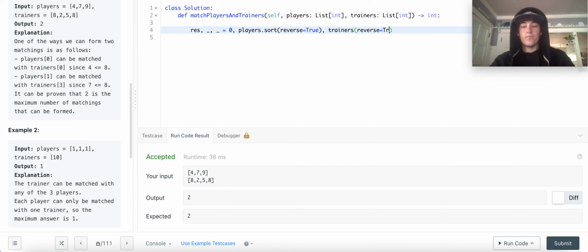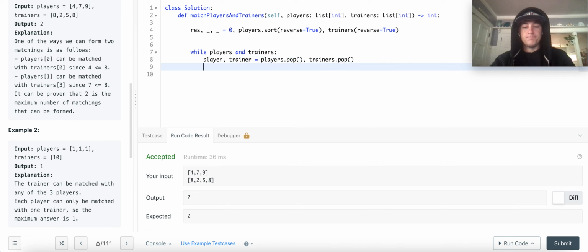All right. And then what we're going to do is while there's players and while there's trainers, sorry, why do I always do that? And while there's trainers, right, so while there's players and trainers, we're going to get a player and a trainer from the top of the list, or the stack, I guess, right?